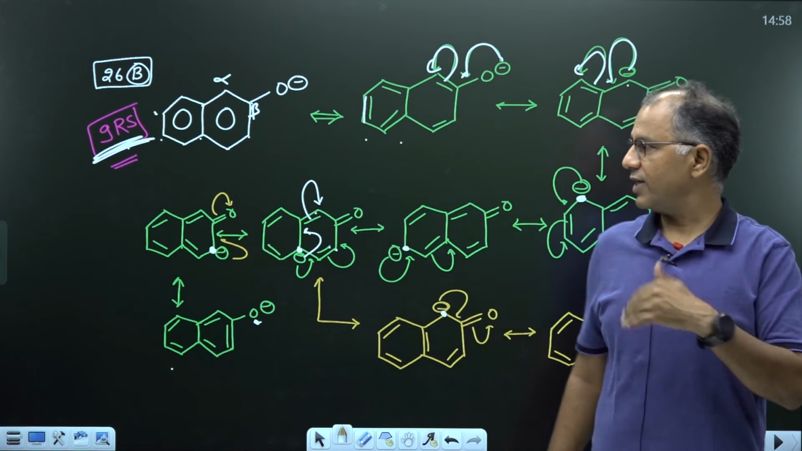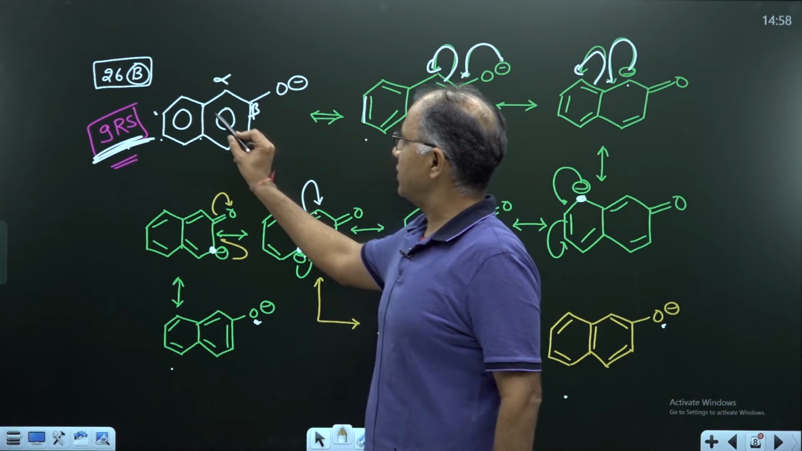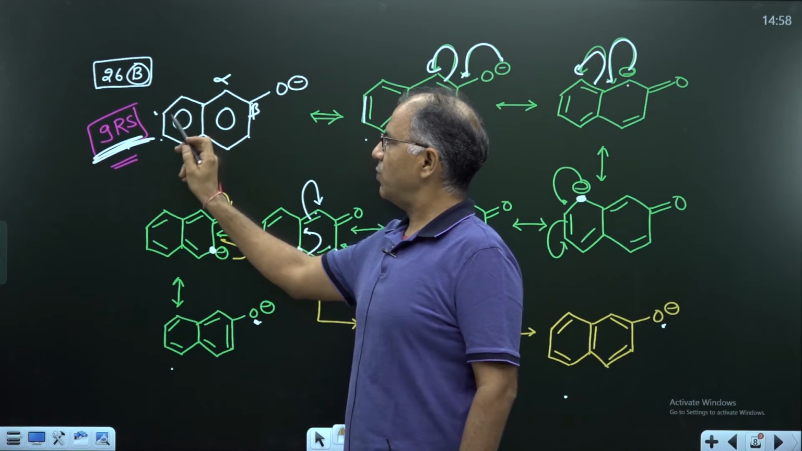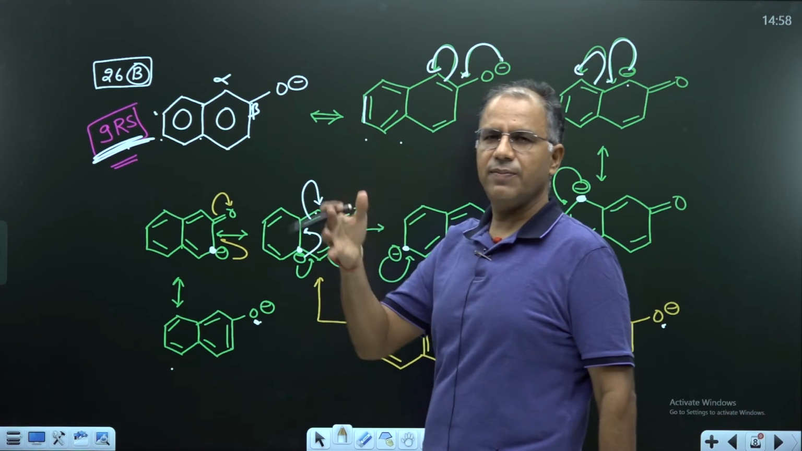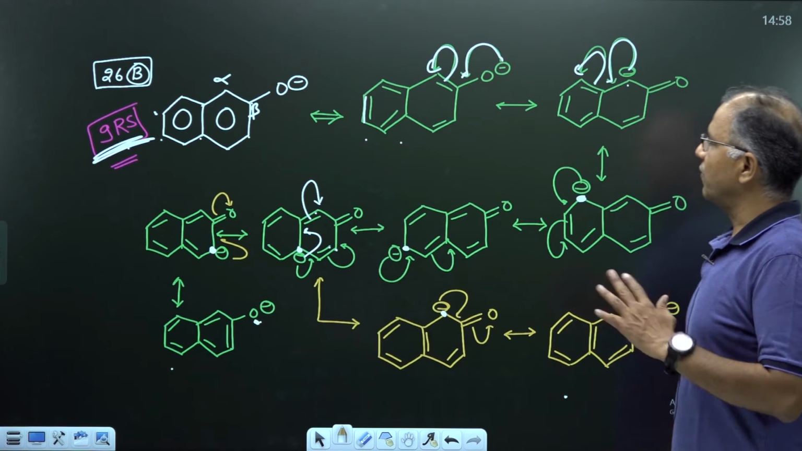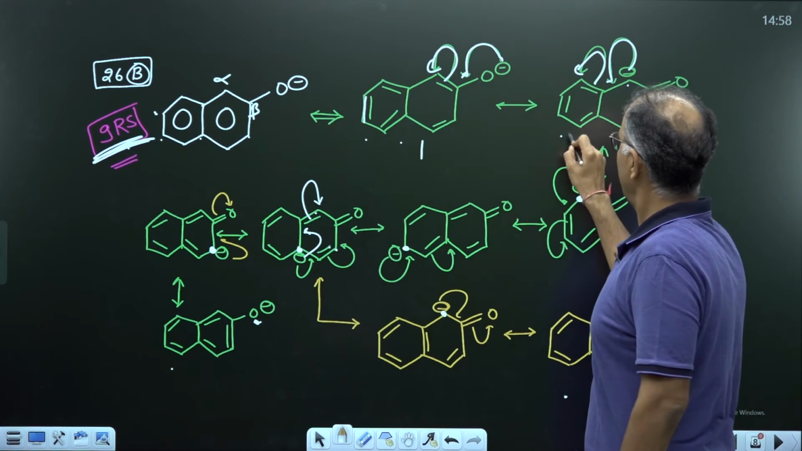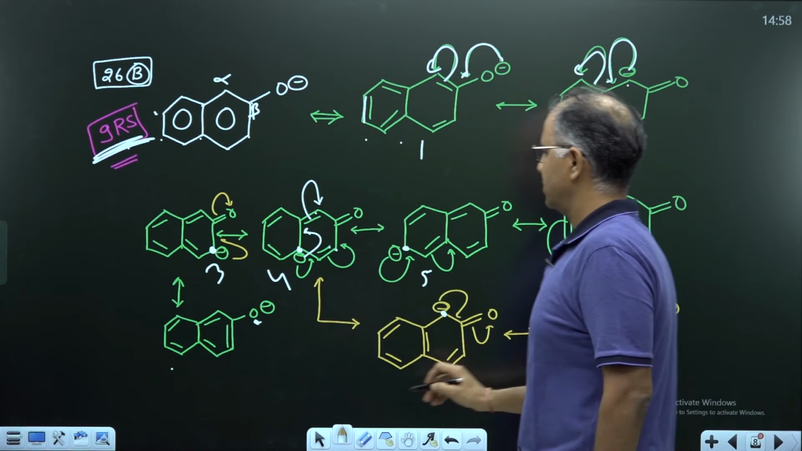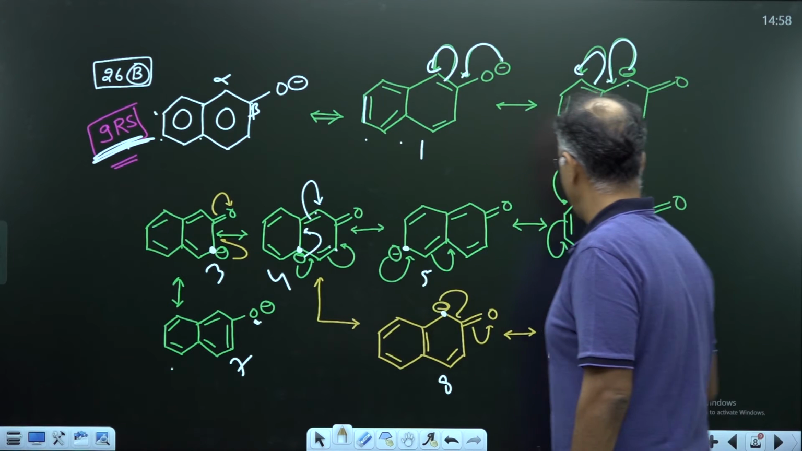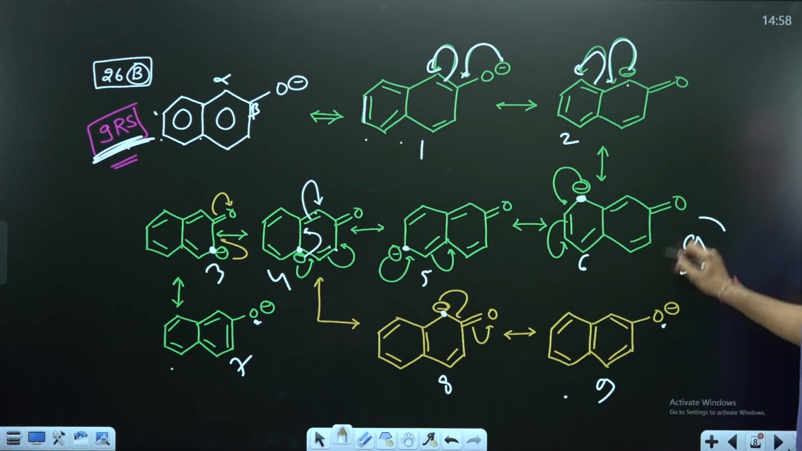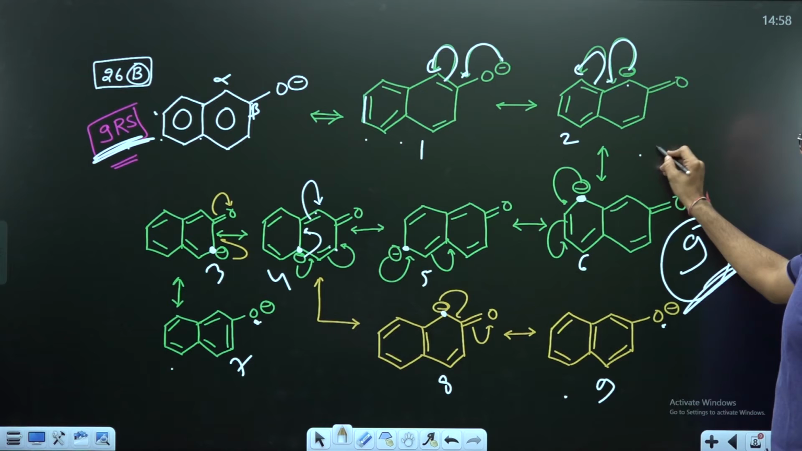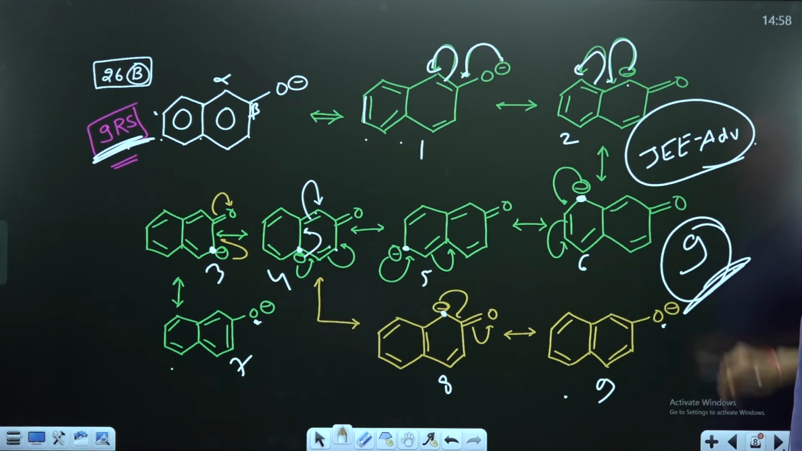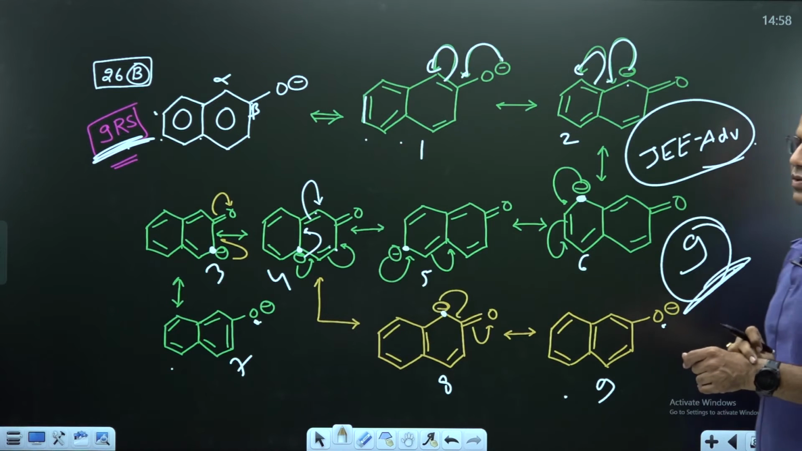Ultimately, whatever option you start with, if you start with the pi bond in between the two rings, you will get the same number of resonating structures. If you start with the pi bond between the left and right-hand side rings, you will get the same resonating structures. So you can start with any one: 1, 2, 3, 4, 5, 6, 7, 8 and 9. So there will be 9 resonating structures. This is our IIT JEE Advanced question. Got it?